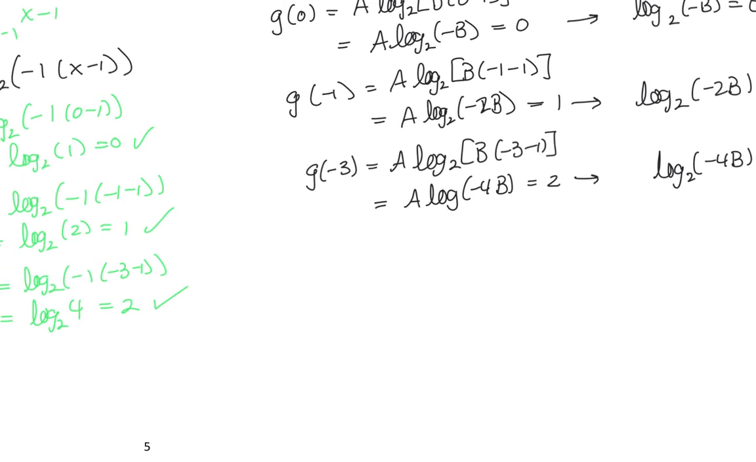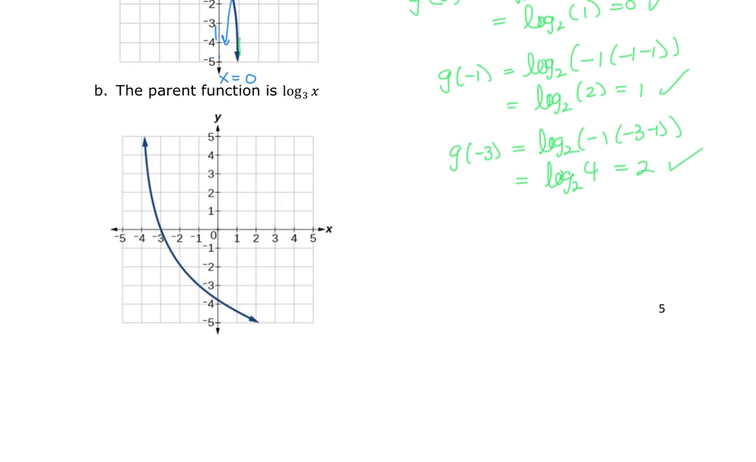Coming back over to this example here, I am going to do the algebraic method, but I'm going to start with my parent function. My parent function would have gone through the point 1, 0. It would have gone through 3, 1. And I would have had a vertical asymptote at x is equal to 0. So this is what the parent function should look like.